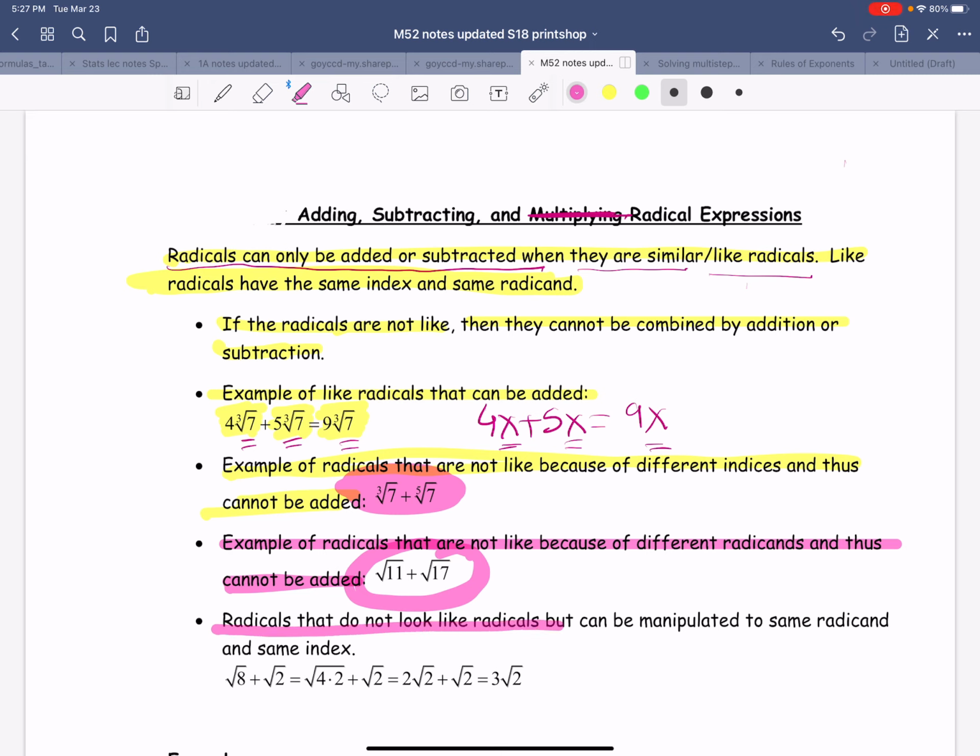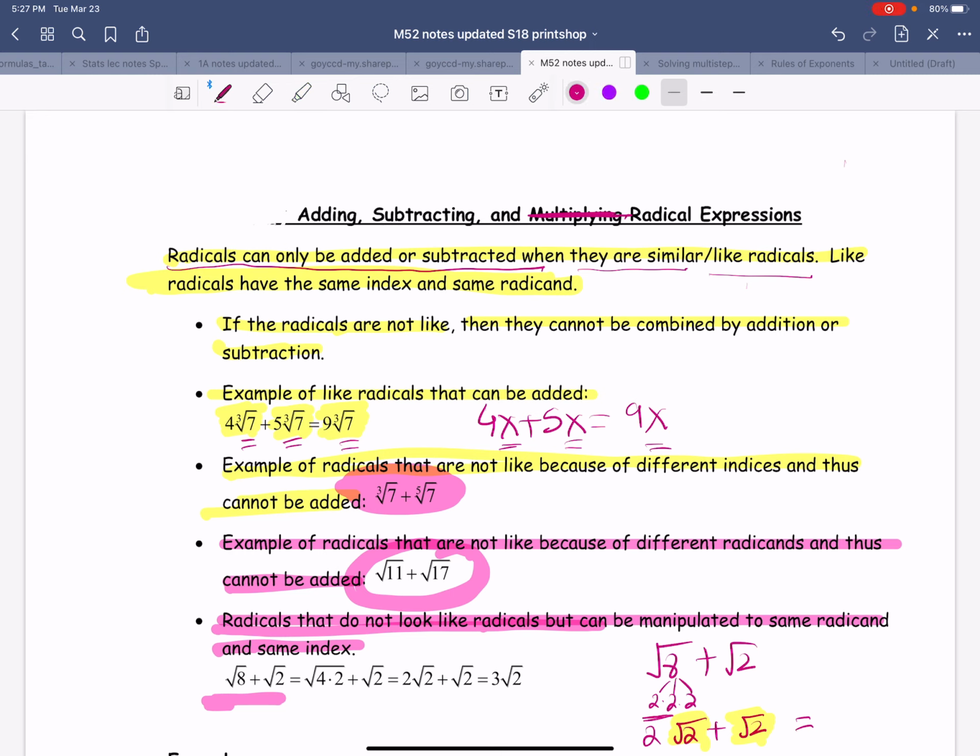Now, radicals that don't look like like radicals can sometimes be manipulated to have the same radicand and same index. Here's an example: root 8 plus root 2. You might say they don't look like like radicals, but let's think about breaking down 8. We have a pair of 2's inside. One 2 comes out, one 2 stays inside. So now they're like radicals. If you look at these two carefully now, they have exactly the same number inside the root and the same number in the pocket. So they are like radicals.